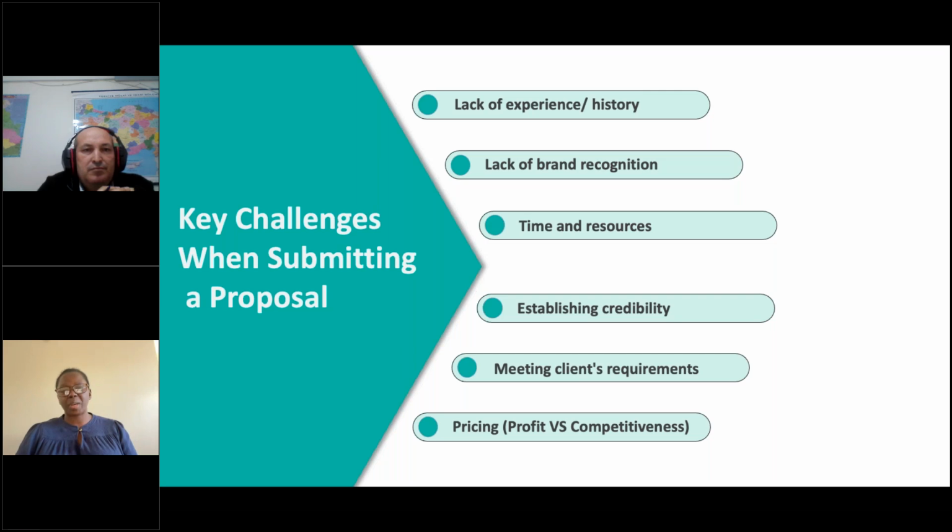So we'd start with the lack of experience or history. This is normally a key challenge, more so for a new firm that has limited experience, especially where a client requests context or country-specific experience, for instance, 2 to 5 years or 5 to 7 years minimum experience in implementing projects in X locations. Sometimes clients require experience in emergency contexts or a particular sector, or previous experience in similar assignments or with similar budgets. This can be quite difficult to meet when you're new to the market.